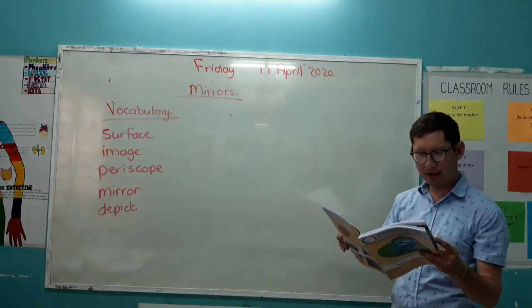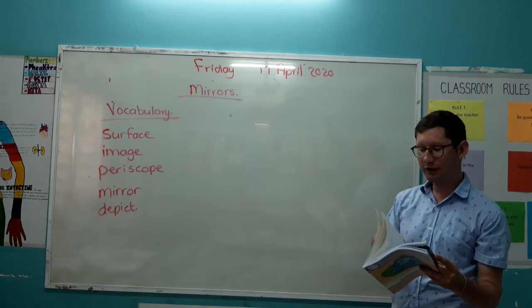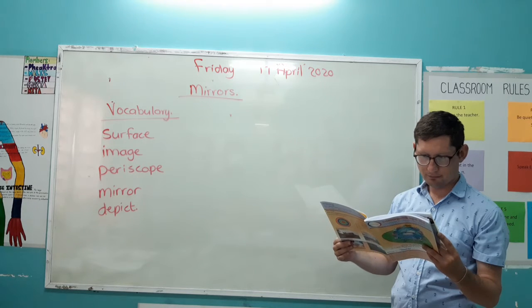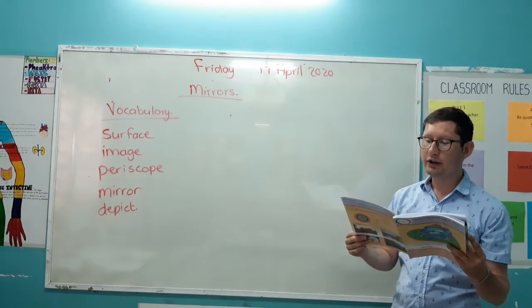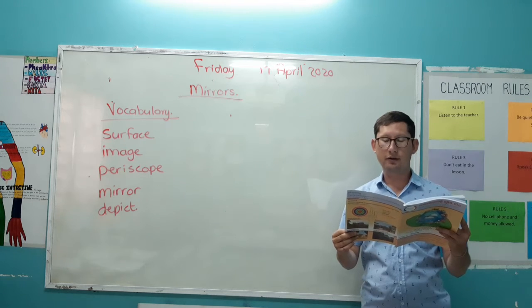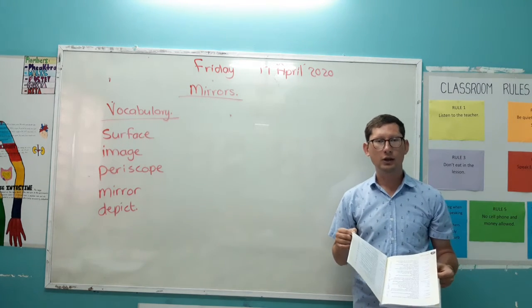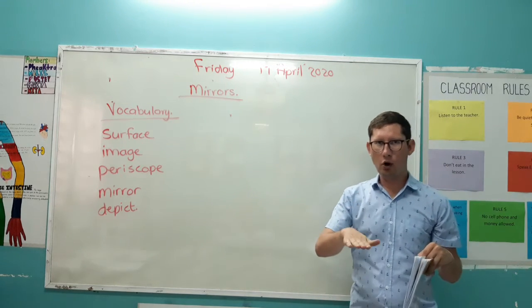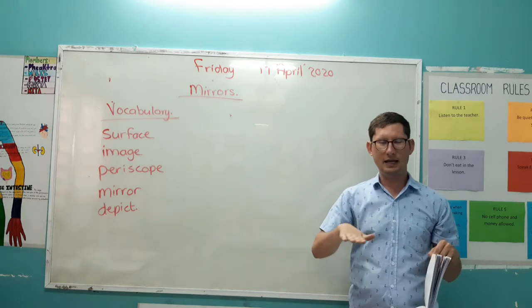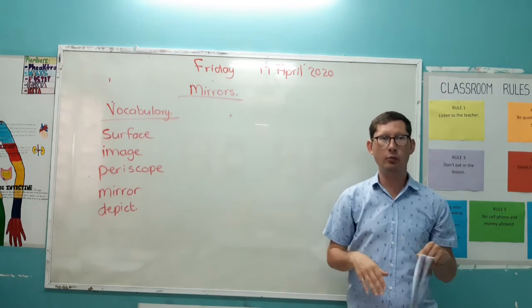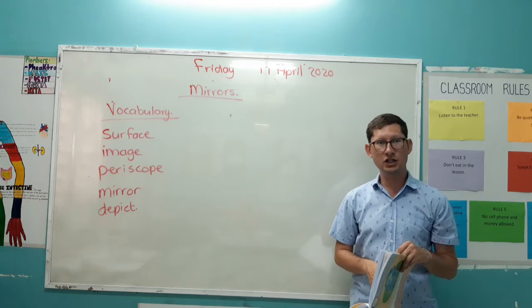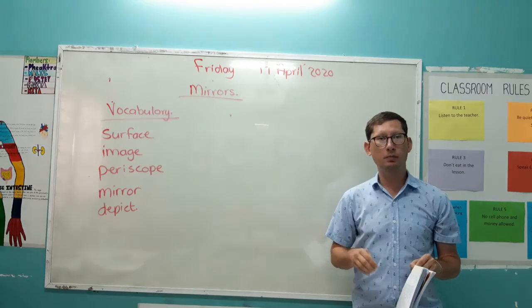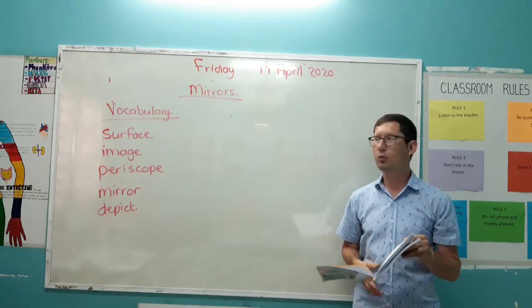So the first word would be surface. Surface: the top layer that is next to the air. For example, think about your desk, where you put your book on the desk. That's the surface where you work on. Even when you cut vegetables in your kitchen, where you put the cutting board down, that would be the surface, something you work on.